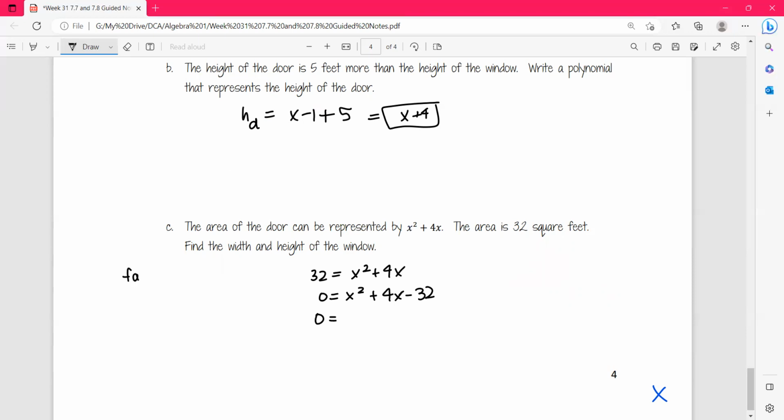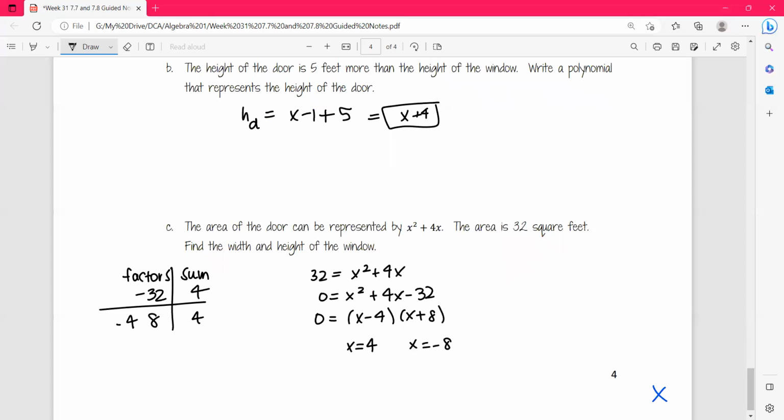And now we can factor this. We need factors of negative 32 which add to 4. And so negative 4 and 8 should work. And I'll have x minus 4, x plus 8, so x equals 4, x equals negative 8. We can't have a negative answer, so x equals 4 is the width. And if I come back to my equation for the height, the height of the door equals x, which is 4, plus 4. So the height of the door is 8 feet.